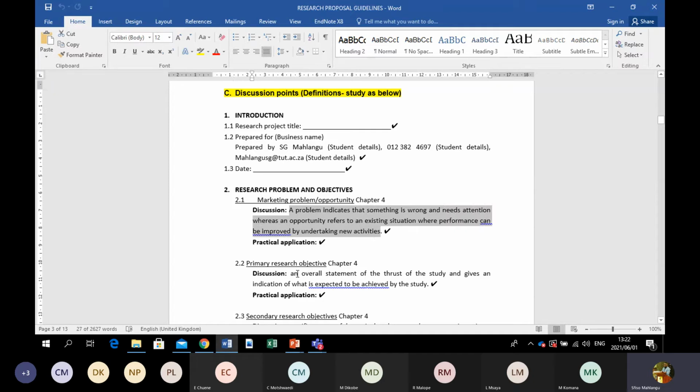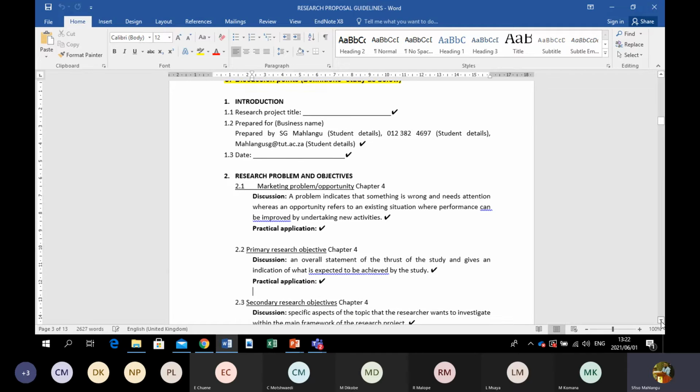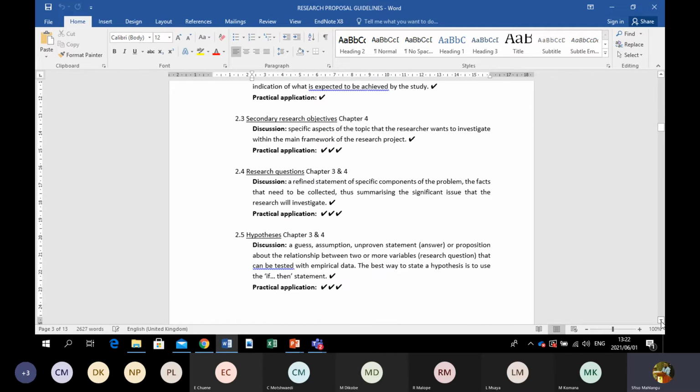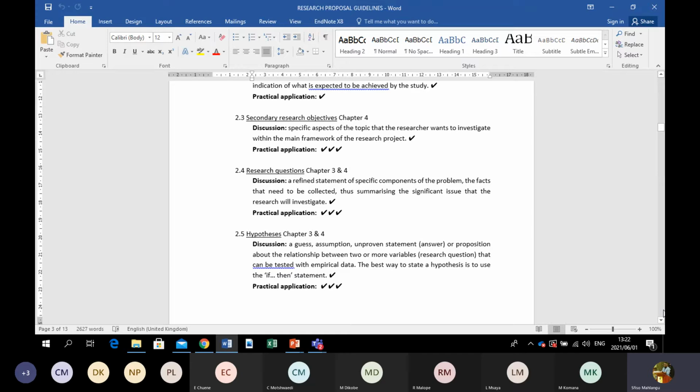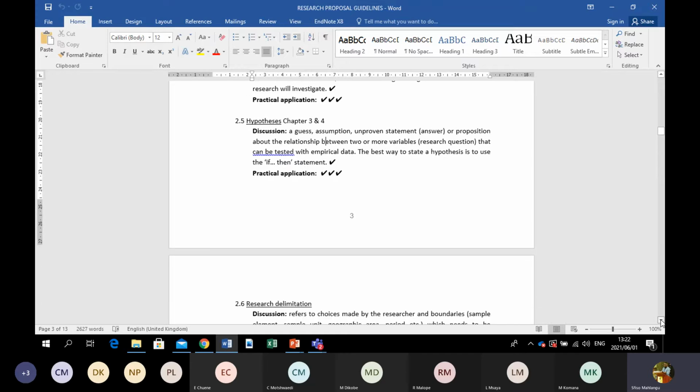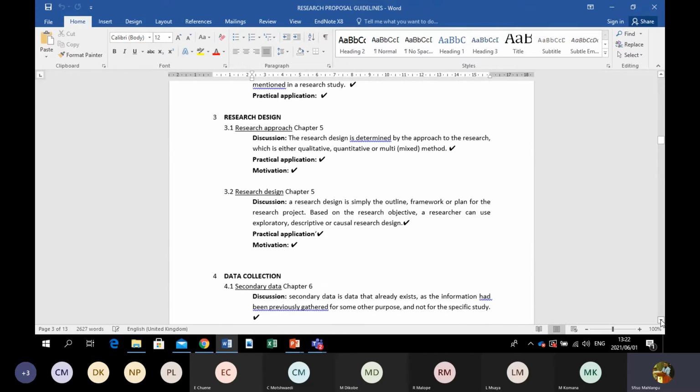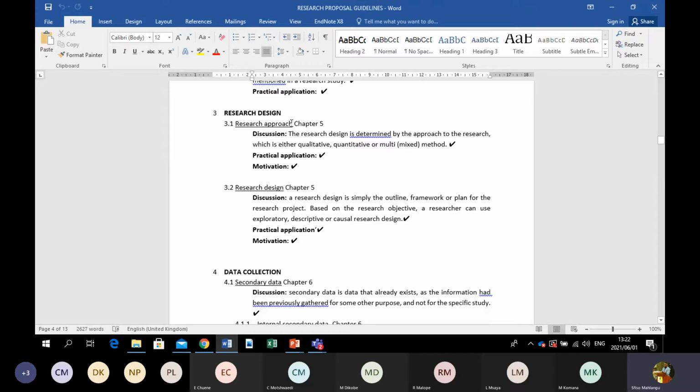A problem indicates an overall statement, so you don't actually need to go through the book and look for them and find them. You have all the discussion. What you don't have is practical application because it will differ from case to case. So let's start with the research design.